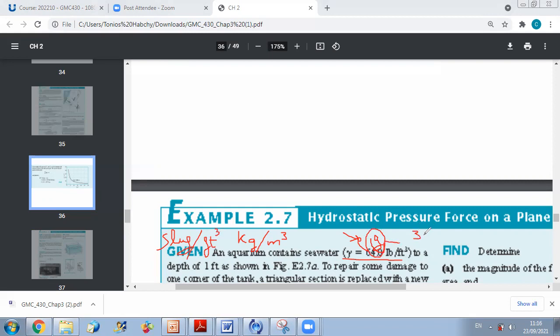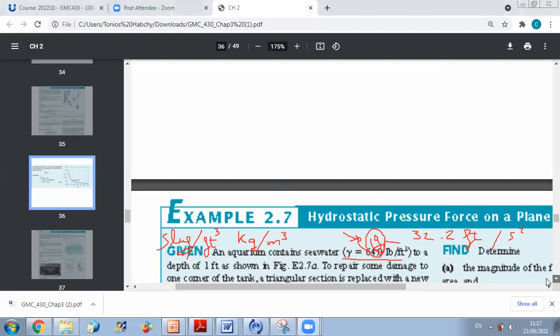32.2 feet per second squared. Here you don't need this because they directly gave you gamma, which is the product of rho times g. But if they give you just rho and you want to find gamma, you should multiply it by g.